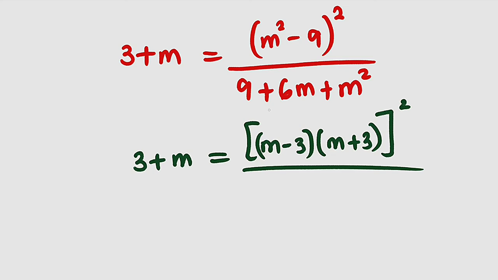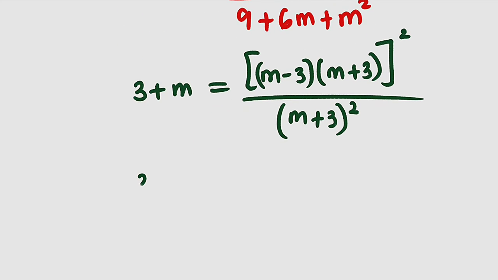And this one can also be factorized because it is a perfect square. Just look at it. 6 divided by 2 is 3, and 3 squared is 9. Therefore, this quadratic expression is a perfect square, which can be factorized as what? M plus 3 whole squared. This is 3 plus m, or I can write it as m plus 3, all the same.